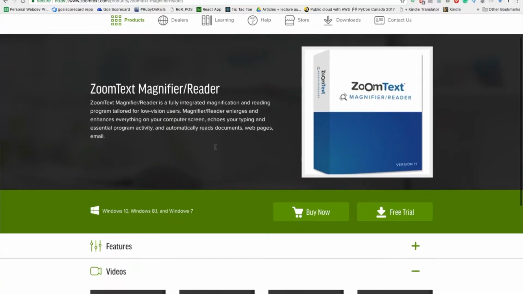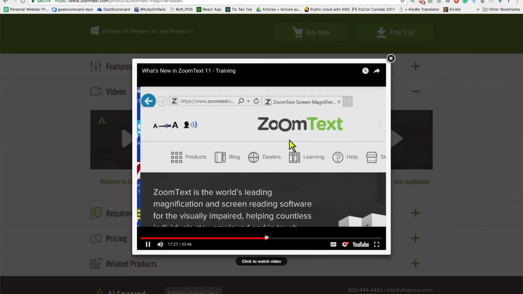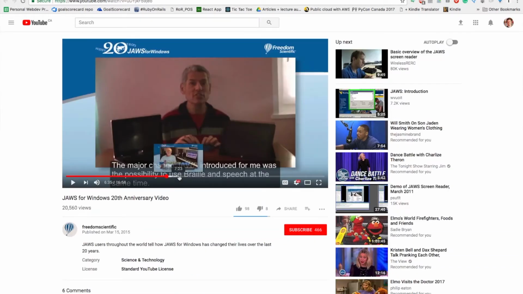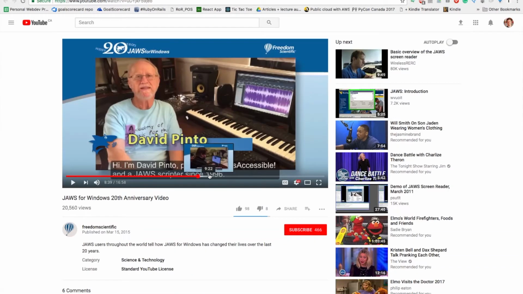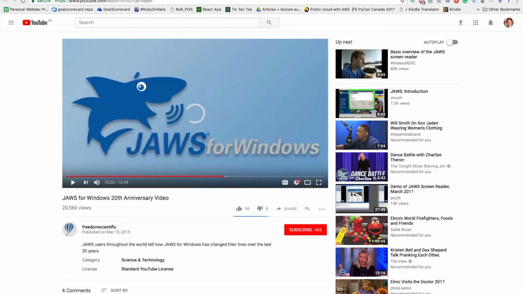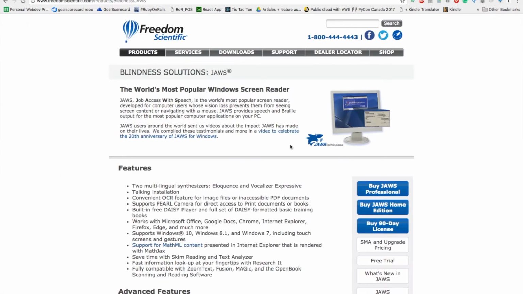There's a program called ZoomText, which enlarges text on the computer screen, or there's also a program called JAWS, wherein there's a voice that tells you everything that's on the computer screen, so that even if you have no vision, you can interact with the computer in the same way as a sighted person would. Of course, they need to effectively show the employer that they can access these devices and how they would go about doing that.